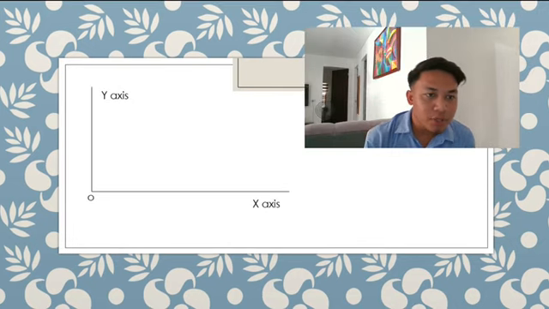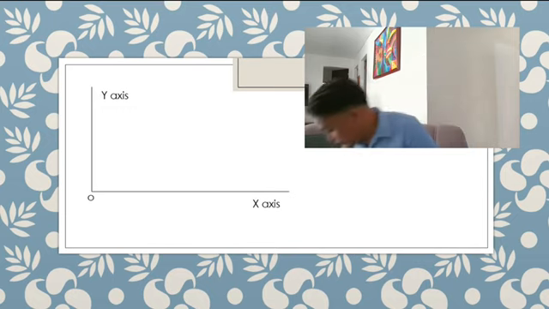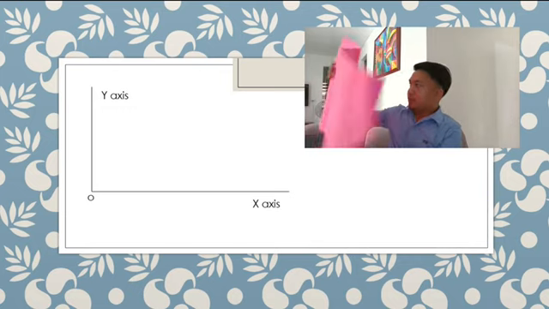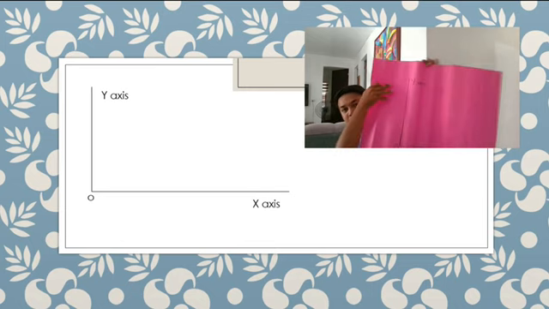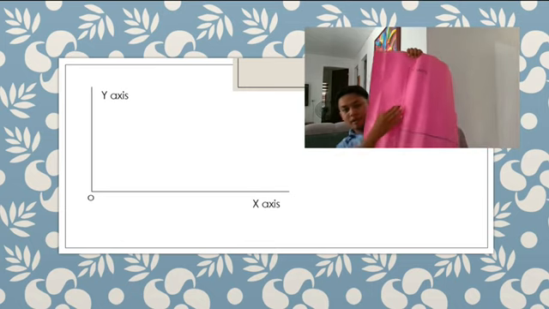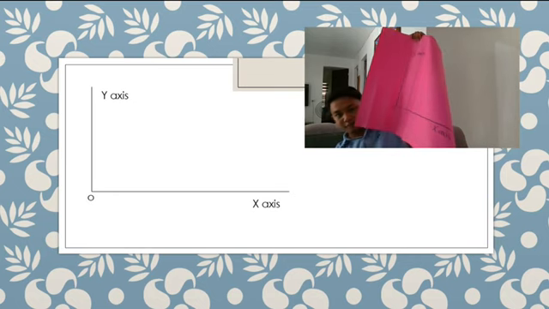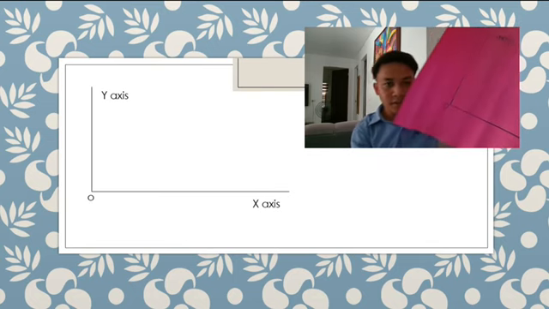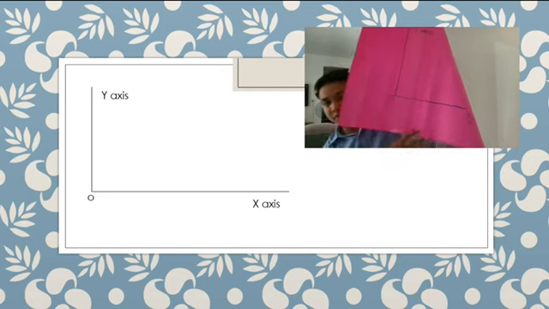In this topic, the x and y axes intersect at the 0 point. As you can see in the picture, I have a visual. Here is the y-axis and here is the x-axis. It is intersected by a 0. So you can see.